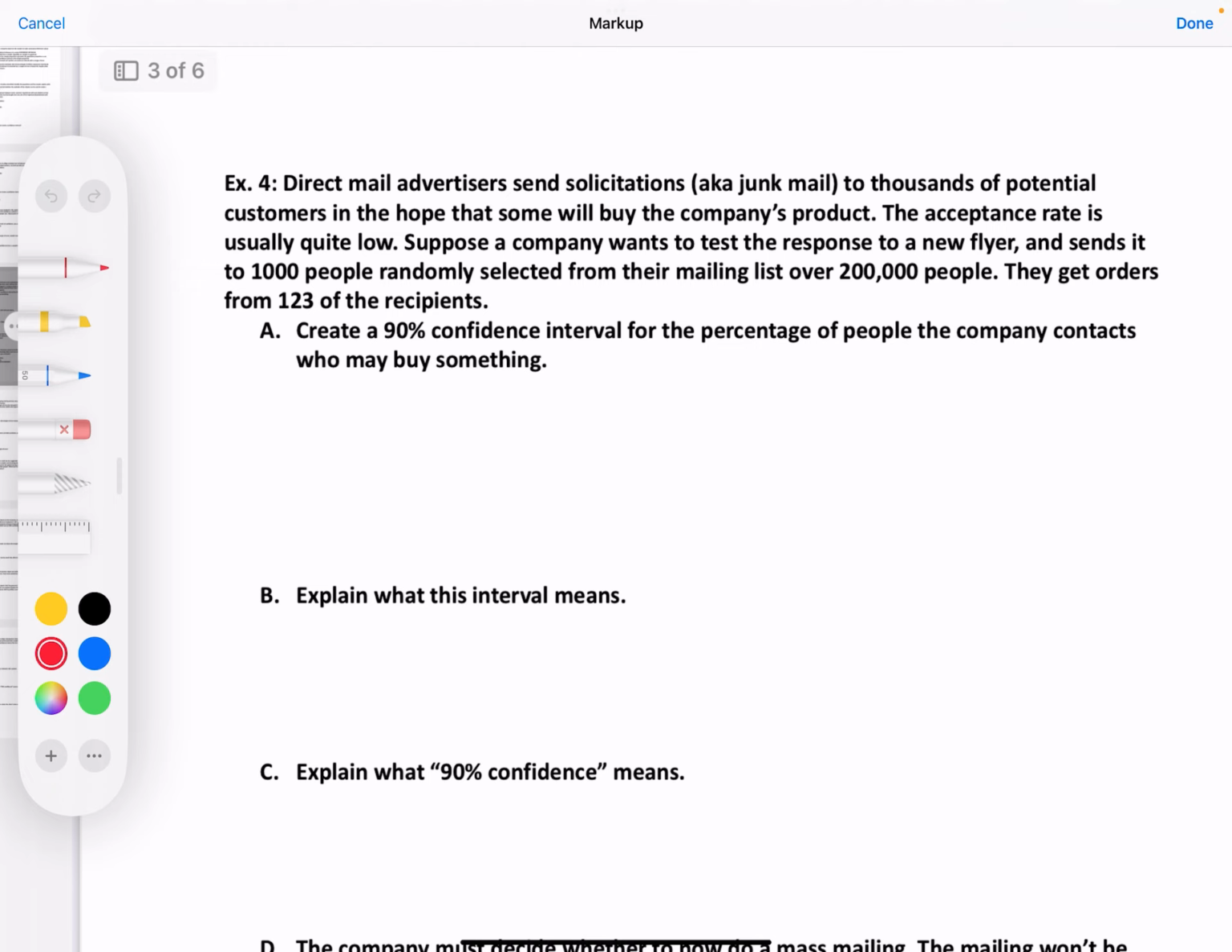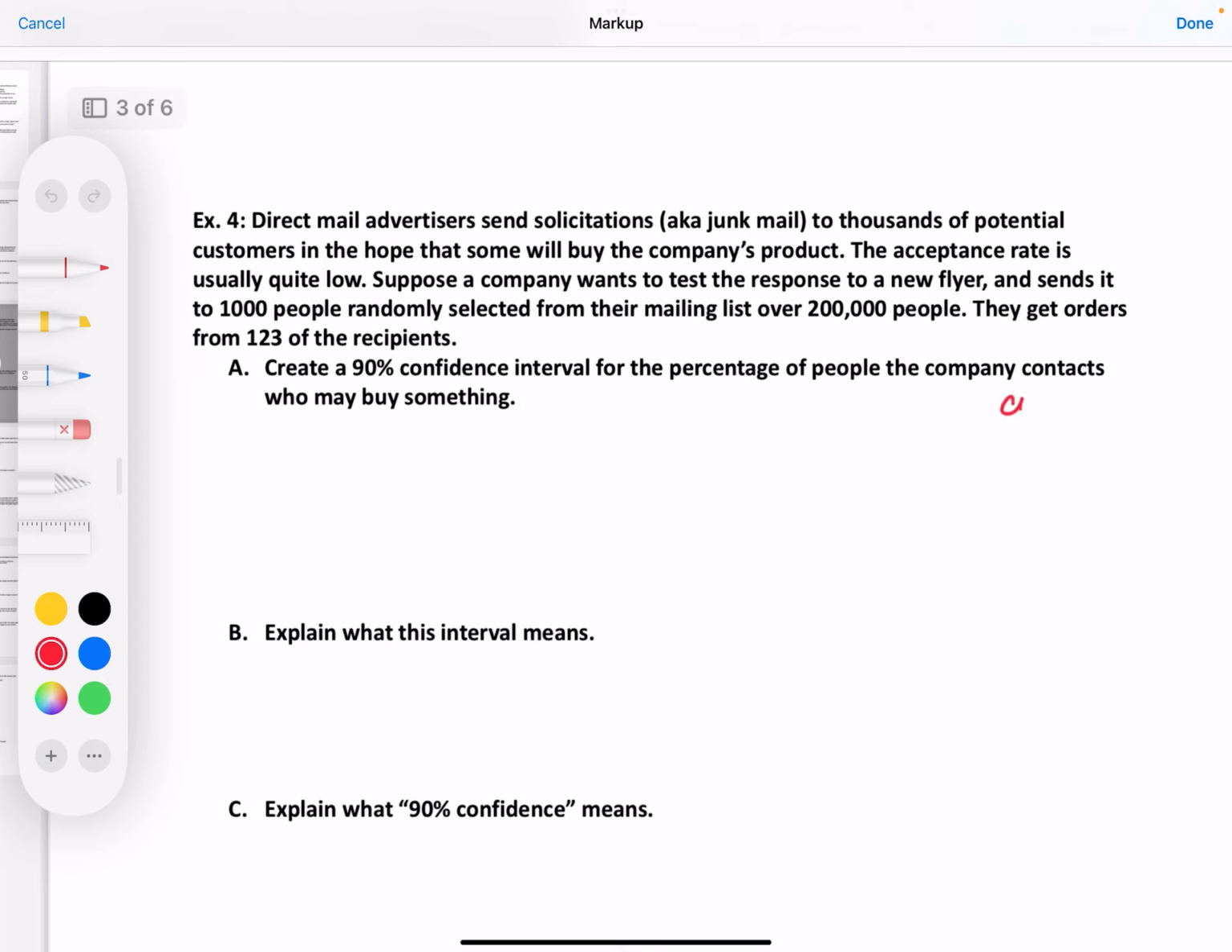Create a 90% confidence interval for the percentage of people the company contacts who may buy something. So, all the conditions: independence, yes, random, it says it was random. 10% condition, 1,000 is certainly less than all the people, even within their list specifically. And success/failure, that's going to be met because it's over 1,000 people. So conditions are met.